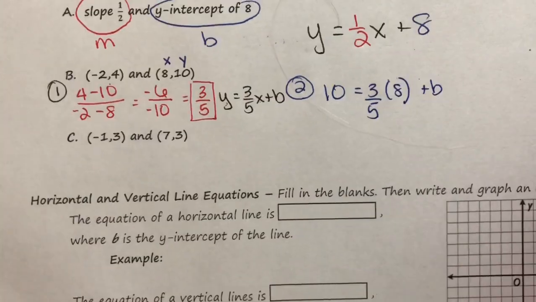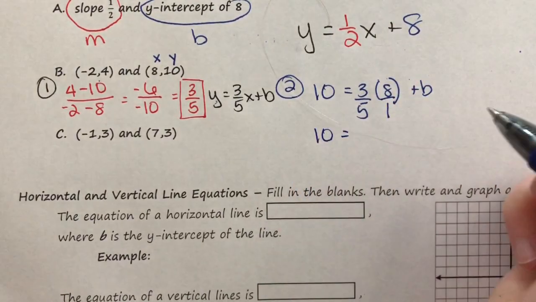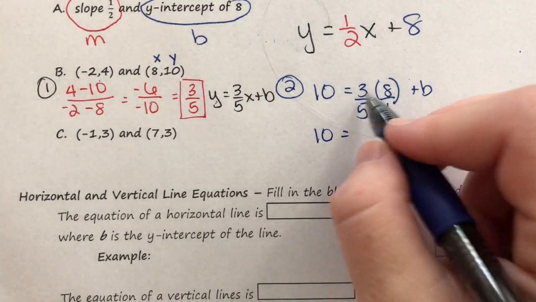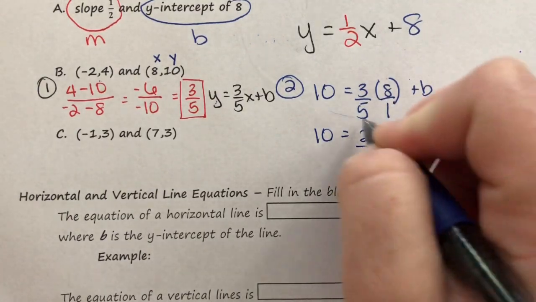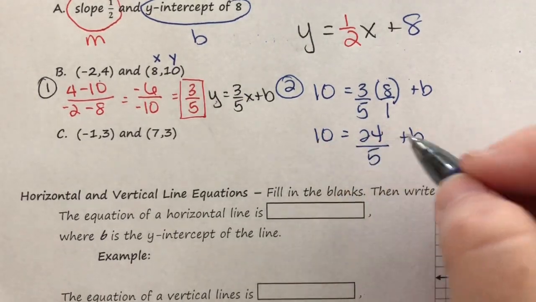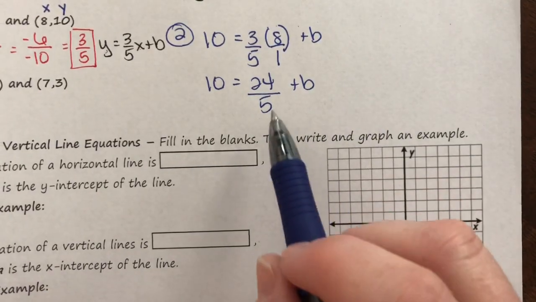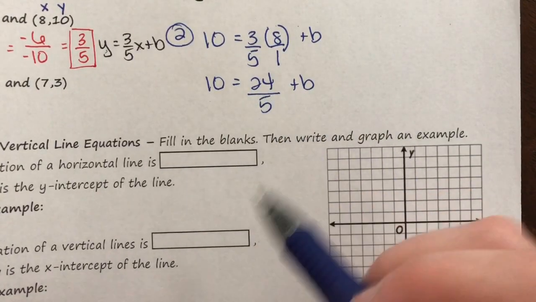So now I'm solving for b. So this is 8 over 1. So 10 equals, I'm not giving myself room down here, 3 times 8 is 24 over 5 plus b. And then I've got to subtract 24 over 5 from both sides. So we have to subtract 24 over 5 from both sides of our equal sign.